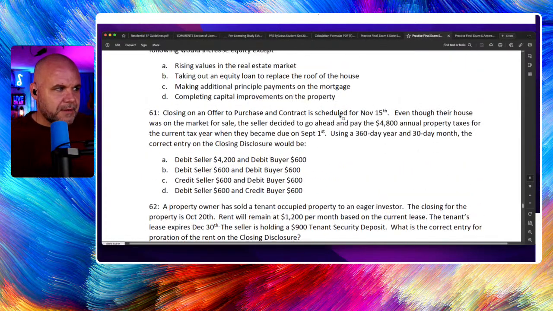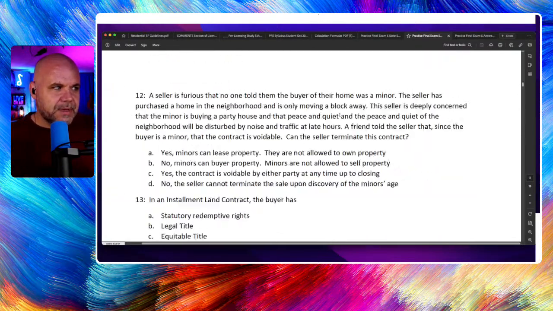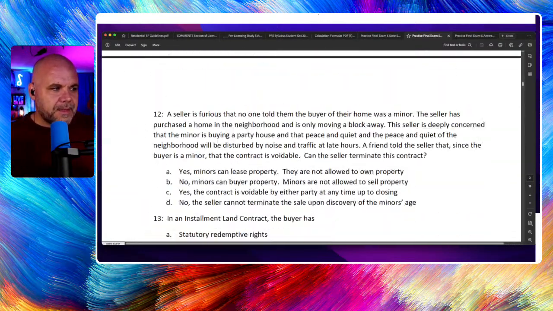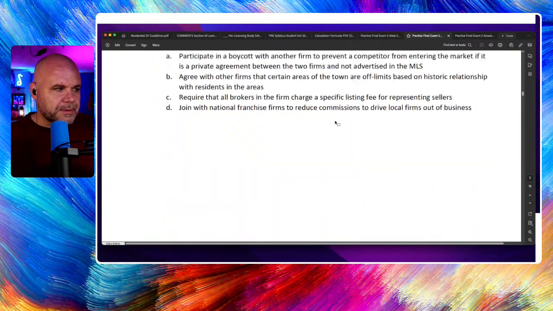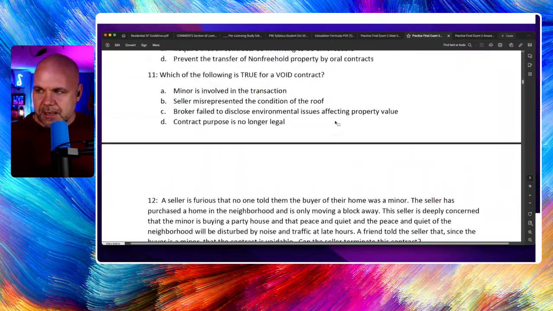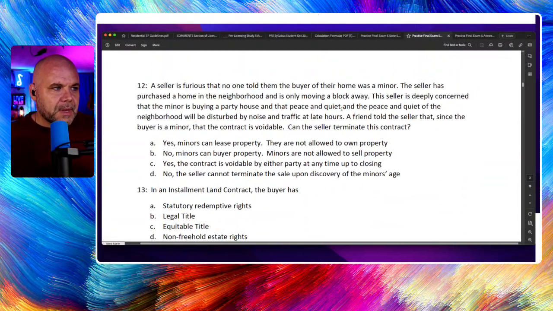Let me come back around to the national. I think we left off with 12, so I don't have to make it two separate videos because that first video got cut off. I think we were on 62. So let me talk about the first number 12 and then number 6. A seller is furious that no one told them the buyer. Again, this is the national exam on practice exam 5, number 12.